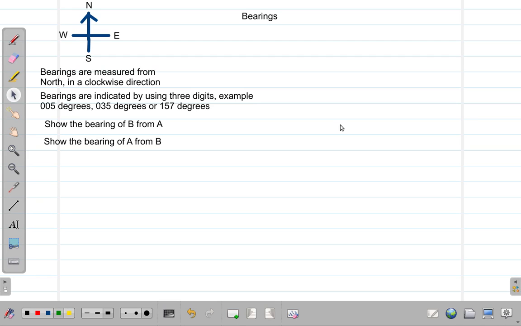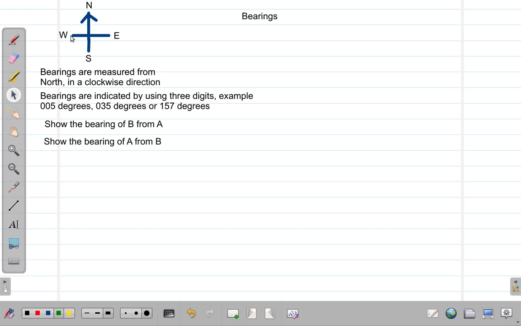Let us look at this topic, bearings. Now, it is a branch of trigonometry. It involves measuring angles from a northern direction in a clockwise direction and can be used to indicate direction, of course. Now, bearings are measured from the north in a clockwise direction.